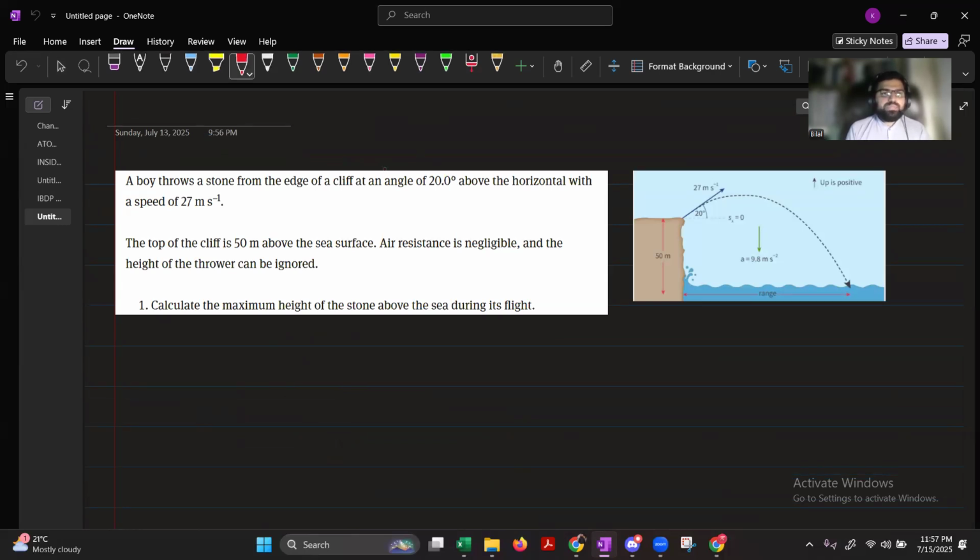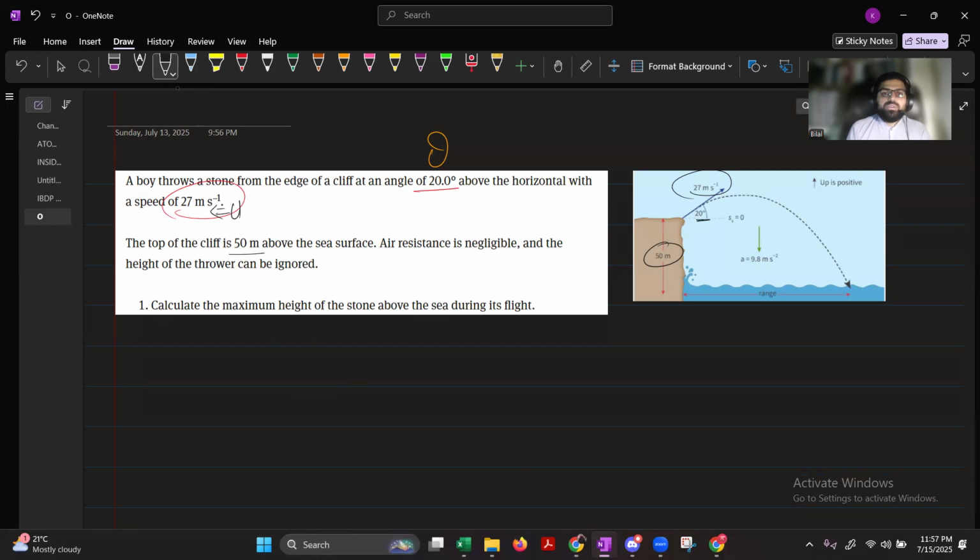A boy throws a stone from the edge of a cliff at an angle of 20 degree above the horizontal with a speed of 27. So this is the angle that we will use, and this is the initial velocity u. The cliff is 50 meter above the sea. So this is 50 meter above the sea surface. We are launching it at a speed of 27 meter per second at an angle of 20 degree.